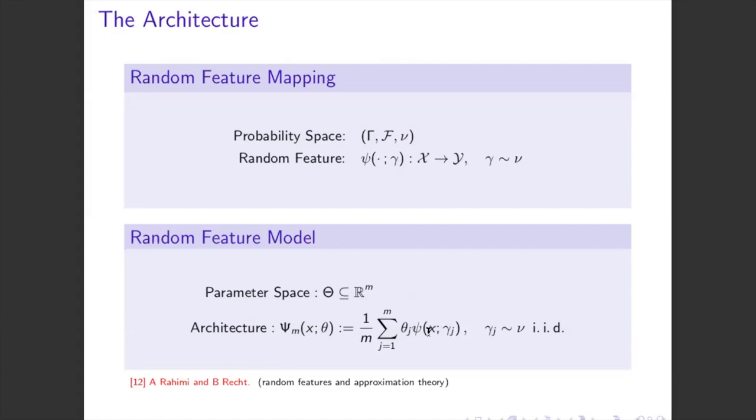So psi is the random function from x to y evaluated at x for the specific random choice gamma j. And the architecture is to look for a linear combination of these random functions and choose the theta j's, which are the weights that make this linear combination. Choose them so that psi m approximates psi dagger, again, in a data-driven fashion. So this idea goes back to a paper around 2007 of Rahimi and Recht, who looked at this idea and developed a theory for it in the case where X and Y are finite dimensional spaces. I'm going to lift it up here to an infinite dimensional setting. But many of the ideas are interesting even in finite dimensions, and I hope to get those across to you.